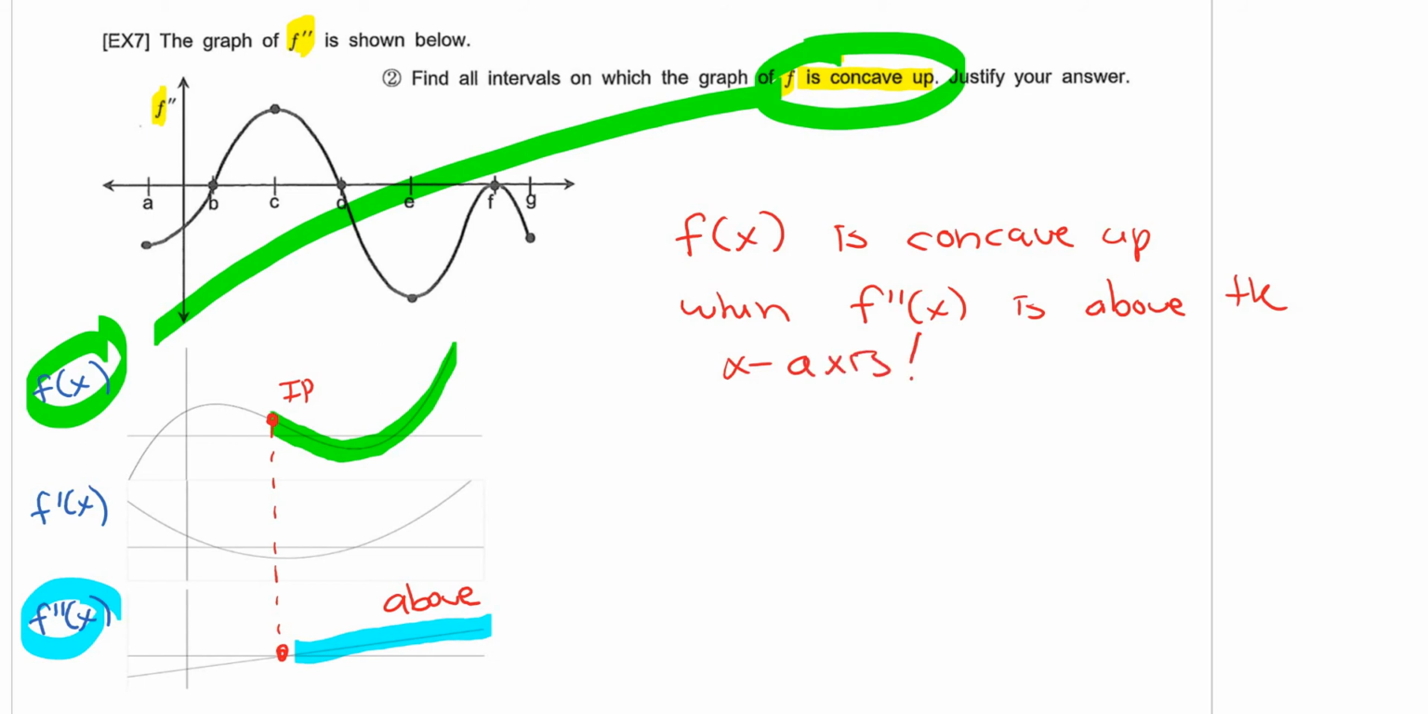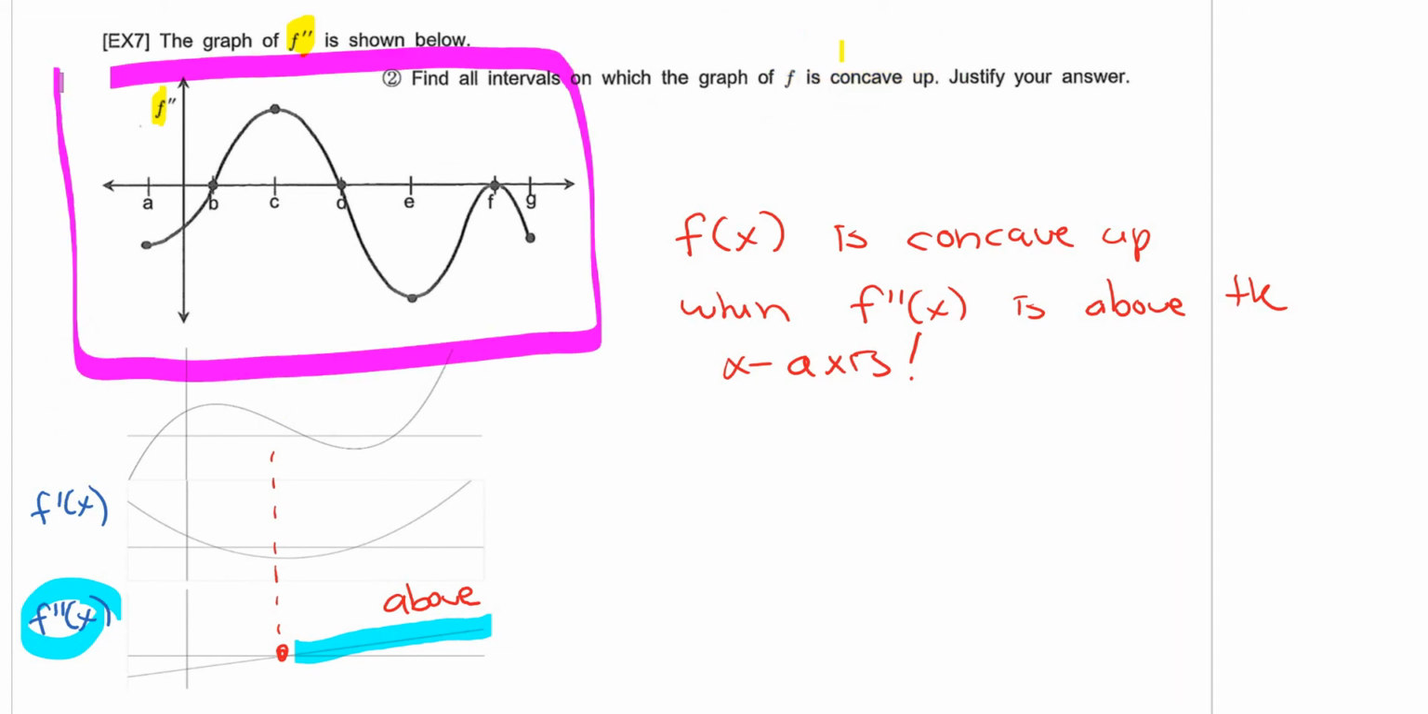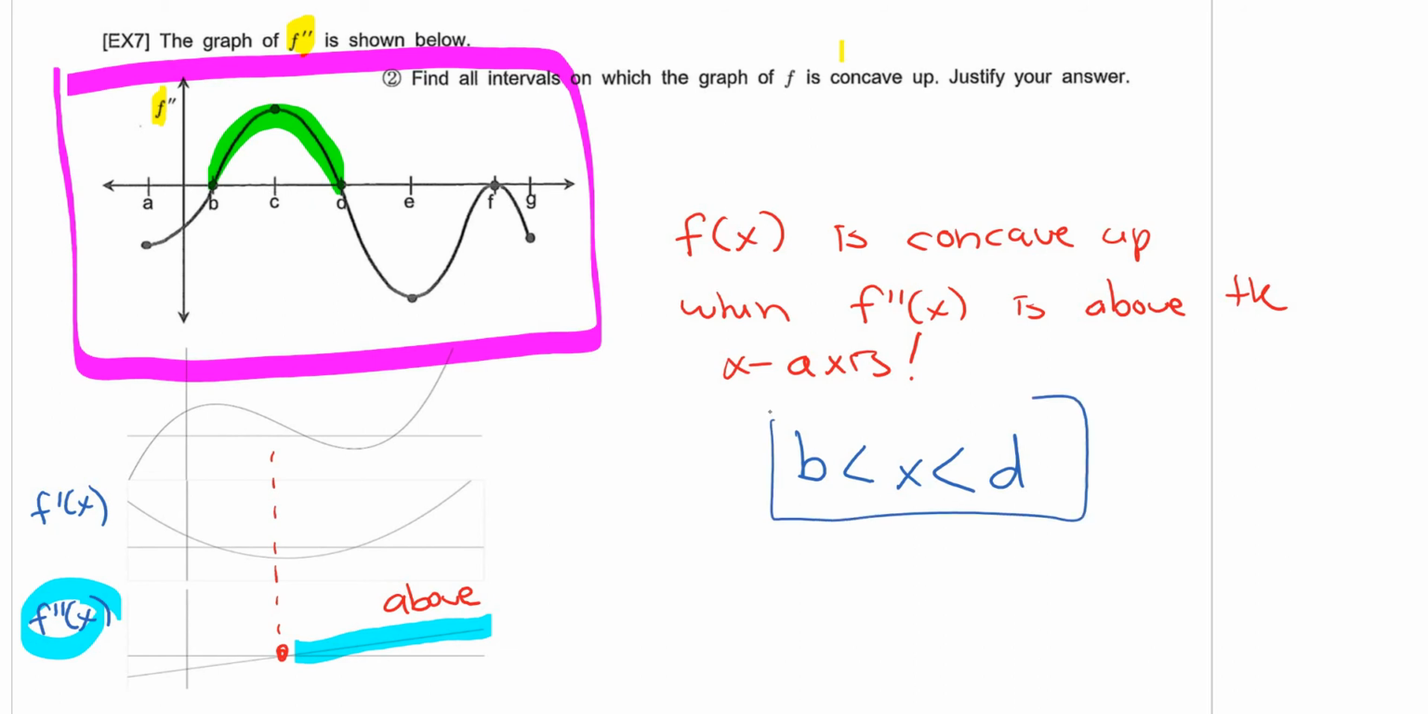Okay, and then after that, we just need to find that in our problem graph now. So I'm just going to erase all this to clear some space up. So here's my graph. Ask yourself, when is this part above the x-axis? Well, I'm above the x-axis in one region only, and that's from B to D. So let's write that down, B to D, x in the middle, and the inequality signs will point that way. And that is your final answer for that particular problem.